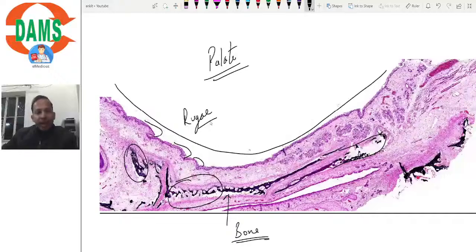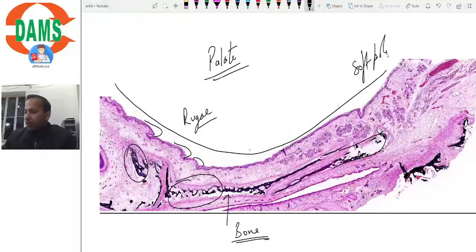Anterior rugae area, and as you move posteriorly, the palate ends and you have the soft palate, isn't it? So the hard palate and soft palate are both seen in this diagram, in the histological section. As you can notice, as we move towards the soft palate, we will have more salivary glands.